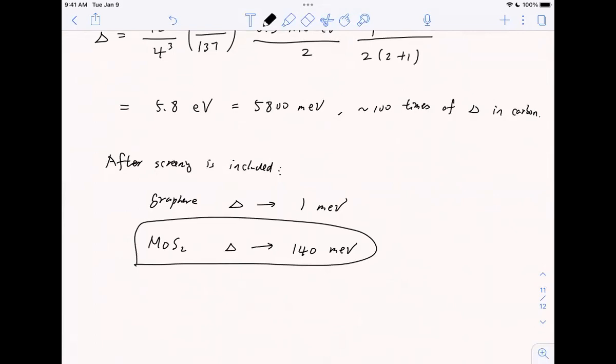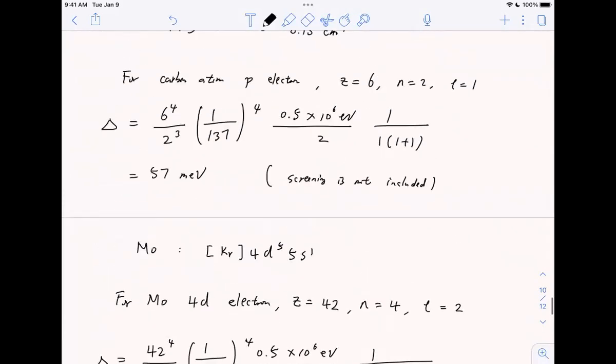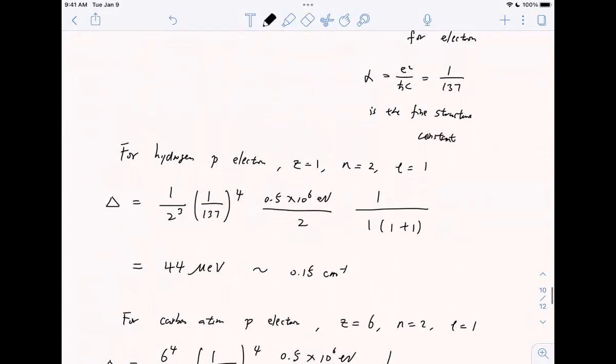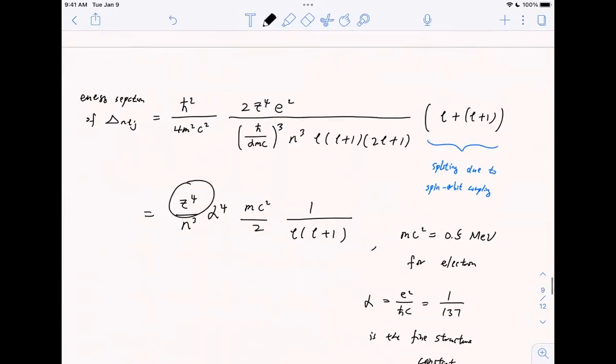Okay, the key thing is this factor. This is a very important factor. So when the element is heavy, it goes to the power 4.